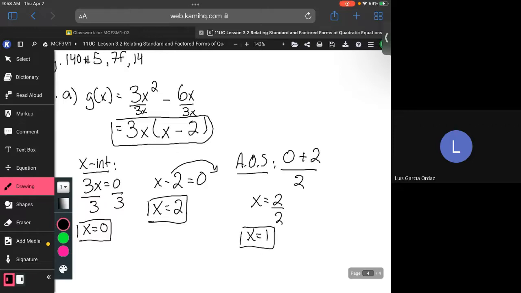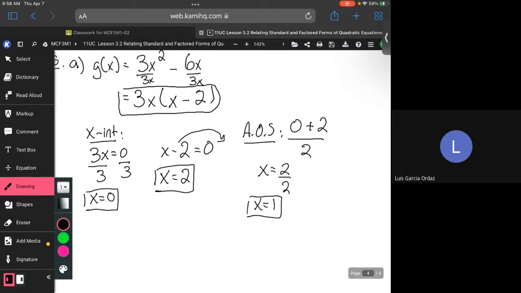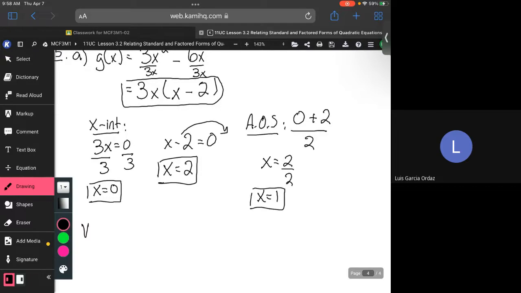All right. So now I can find my vertex. So I know my axis of symmetry is x is equal to 1. So what can I do with that to help me find my vertex? So we sub 1 into our factored form. Yep. Either one doesn't matter. I like the factored form because you work with 2 separate brackets, which is easier to do. So I'm going to sub in 1 for x.